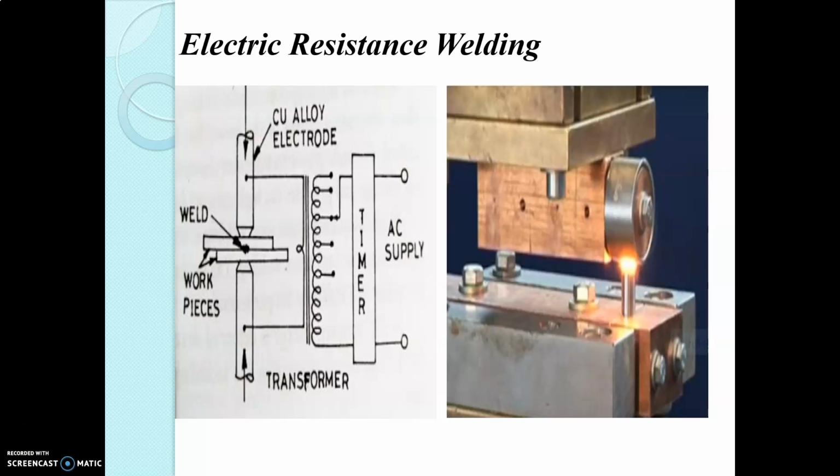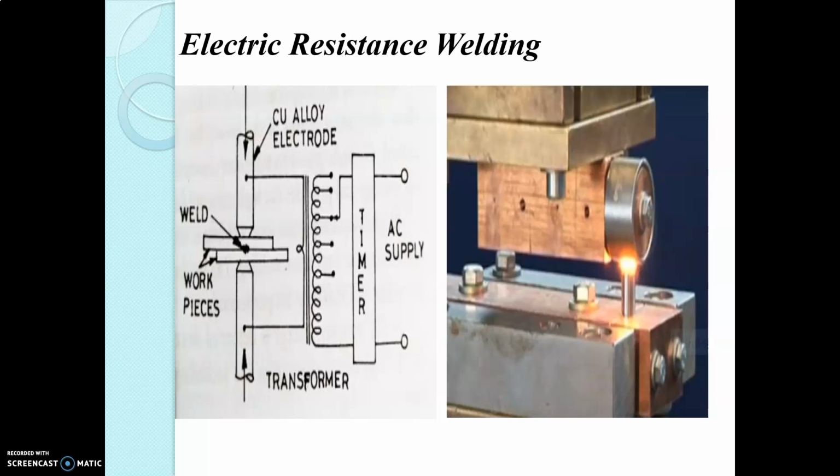Good afternoon everyone. In this lecture we are going to learn electric resistance welding and different types of electric resistance welding. See, this electric resistance welding is also a type of pressure welding. It is used for joining the pieces of sheet metal or the wires.